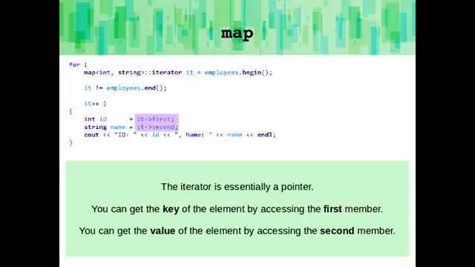The iterator is essentially a pointer. You can get the key of the element by accessing the first member, and you can get the value of the element by accessing the second member.